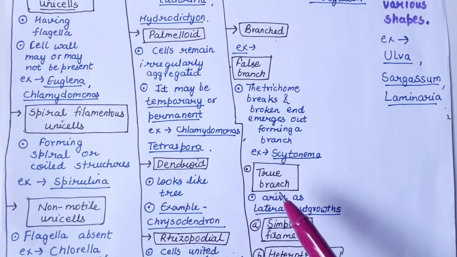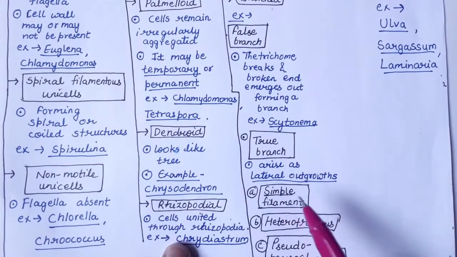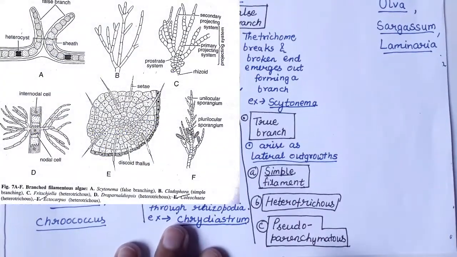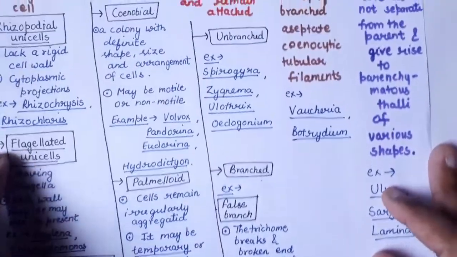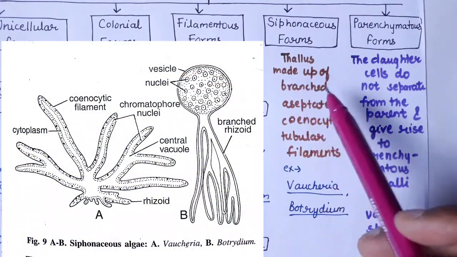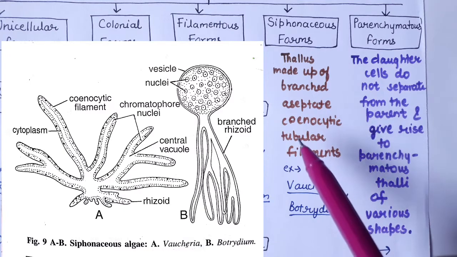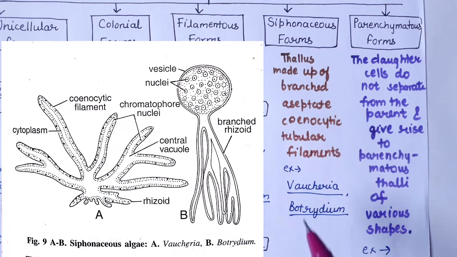And in the case of true branching, they mainly arise as lateral outgrowths. In the case of true branch, these can be of simple filament type, heterotrichous type and pseudoparenchymatous type. Now coming to our next category, that is siphonaceous form. In this case, the thallus is made up of branched, aseptate and coenocytic tubular filaments. In the case of coenocytic, they may have many nuclei. Examples here are Vaucheria and Botrydium.